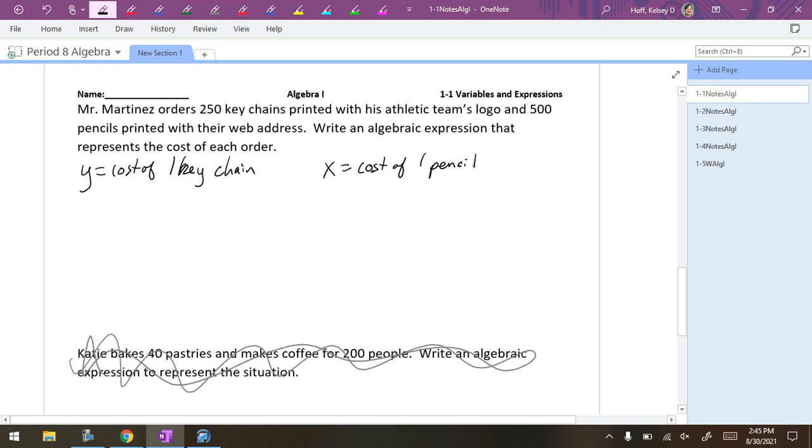Somebody I haven't heard from. What do you got? Sophia. 250y plus 500x. Thoughts? Agree or disagree? Agreed. Now, if you didn't use y and x, you used a different letter, that's fine as long as you have them with the correct numbers.